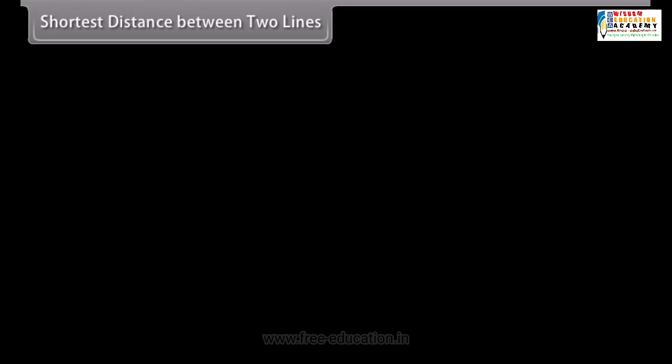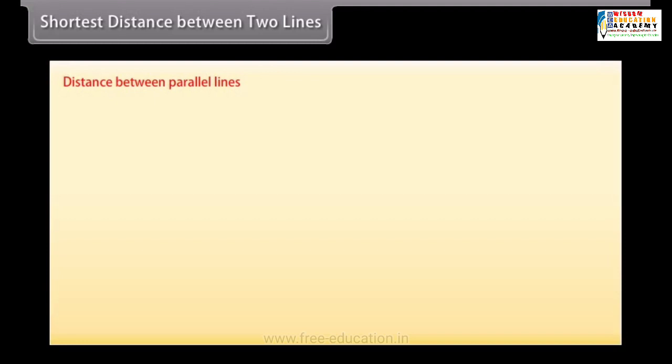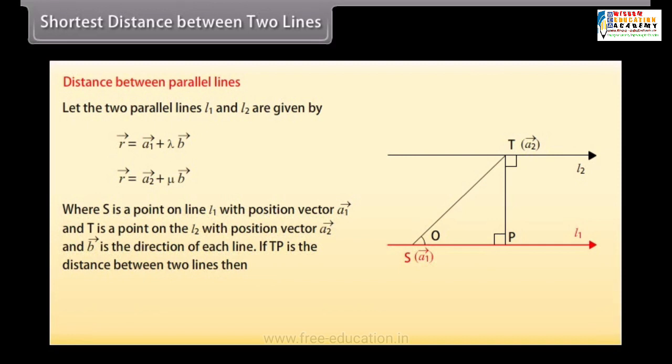Shortest distance between two lines. Distance between parallel lines. Let the two parallel lines L1 and L2 be given by vector r = vector a1 + λ vector b, vector r = vector a2 + μ vector b, where S is a point on line L1 with position vector a1 and T is a point on L2 with position vector a2, and vector b is the direction of each line.